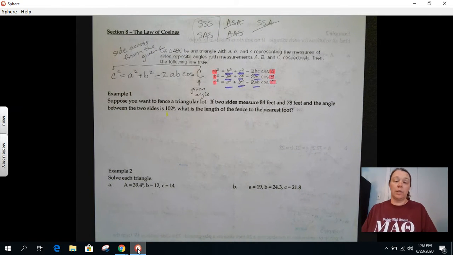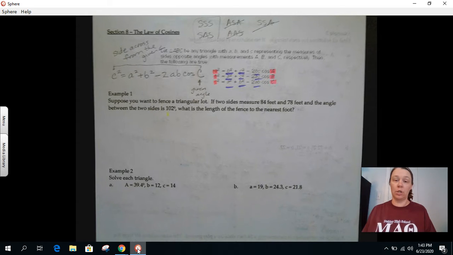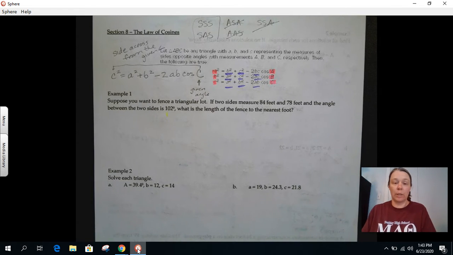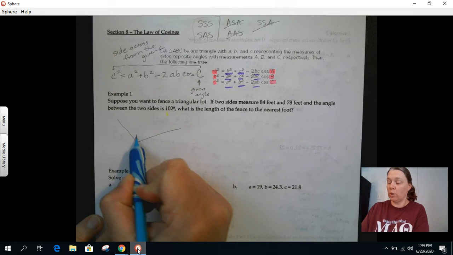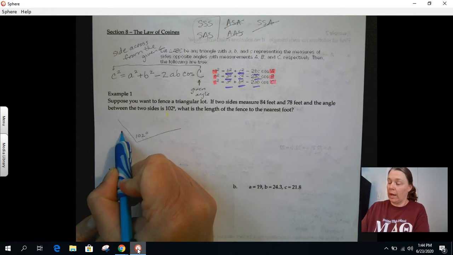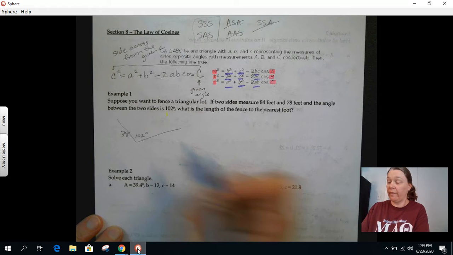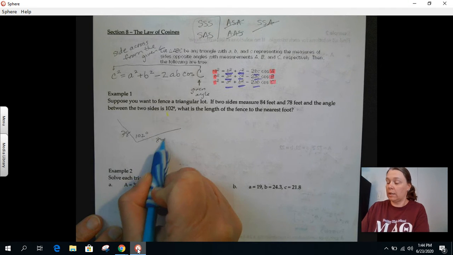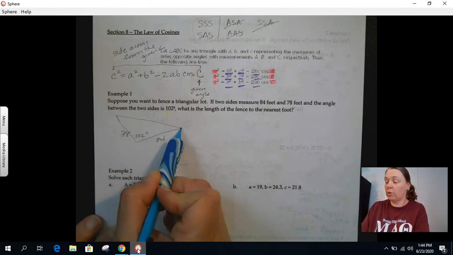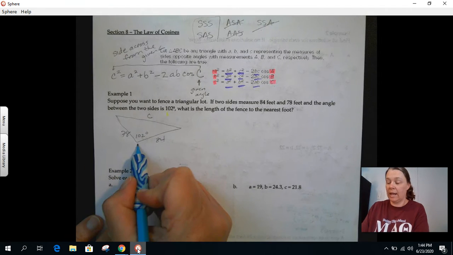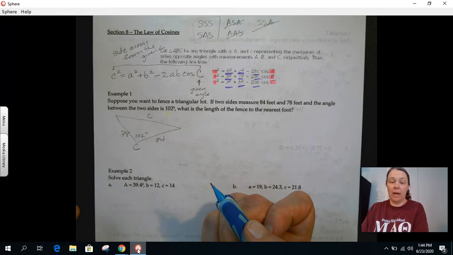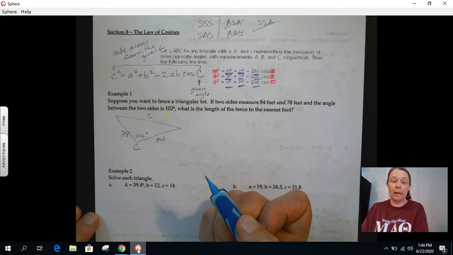Okay, so let's take a look at the first example. So go ahead and read it. I would sketch a picture and then see if you can maybe get that started. Right, so suppose you want to fence a triangular lot if 2 sides measure 84 feet and 78 feet, and the angle between the 2 sides is 102 degrees, then what is the length of the fence? Okay, so I need then to find the third side, which I'll just name C because it's what I'm trying to find, and this is the angle I have. And then once I have that, then I can add them all together to get my perimeter.